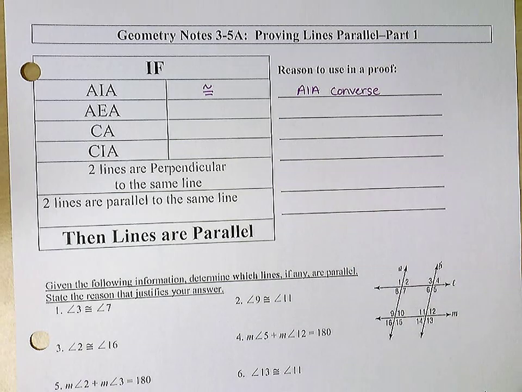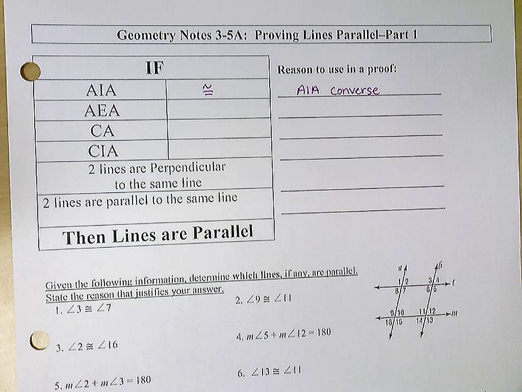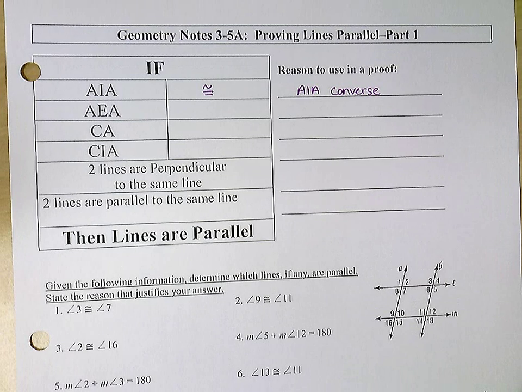Now converse means backward. Okay, so remember before, I don't remember which section it was, I think it was 3.2. I said how to use this in a proof, and it was if lines are parallel, then alternate interior angles are congruent. Do you remember writing that previously? Well, this is its converse. So now you're saying if those angles are congruent, then lines are parallel. So it's just the same thing but backwards.